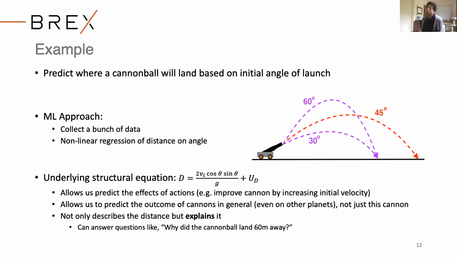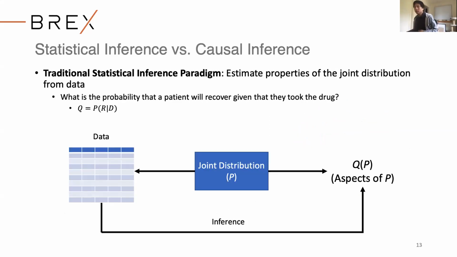And then finally, it not only describes that distance, but it really explains it. So I can answer questions like, why did the cannonball land 60 meters away? Using this equation, I can give a very satisfying answer: it's because the velocity was X when I launched it, I used a 60-degree angle when I fired it, and I fired it on Earth. And so that's why it landed 60 meters away.